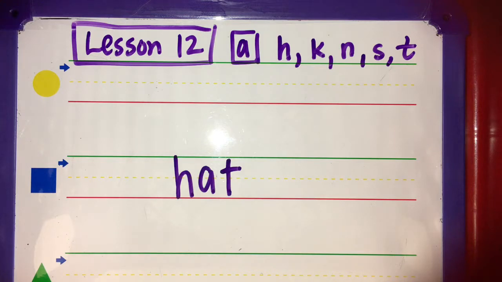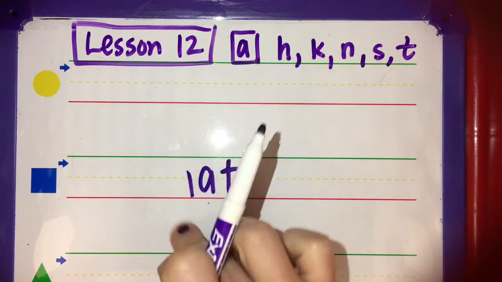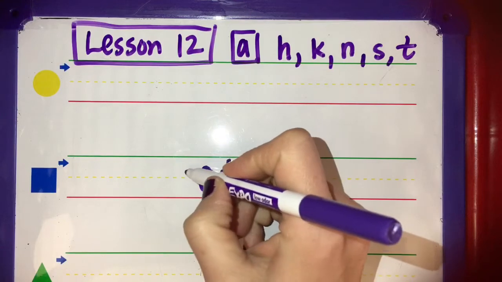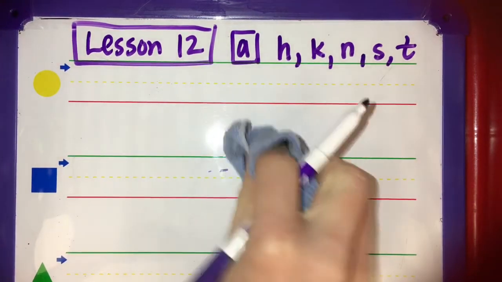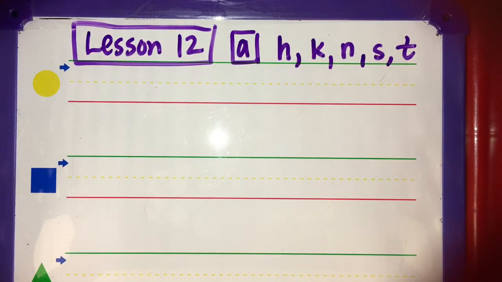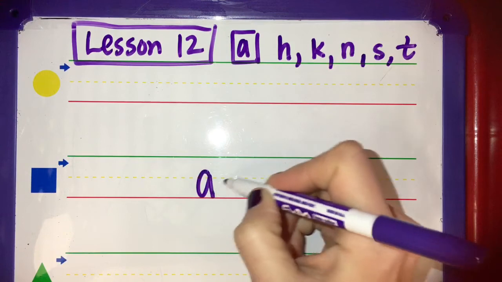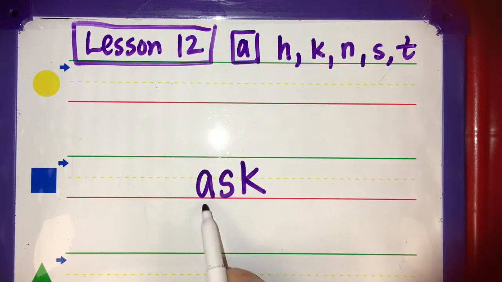Our next word is the word sat. Get ready to segment. S-at. Sat. Two of the sounds are the same, so I know I need to change the first letter from an H to an S. S-at. Sat. Our next word is different. It's another three-letter word, but I'm going to erase sat. It's very different than that word. The word is ask. Get ready to segment. Ask. All right, go ahead and spell it. A-S-K. Ask.